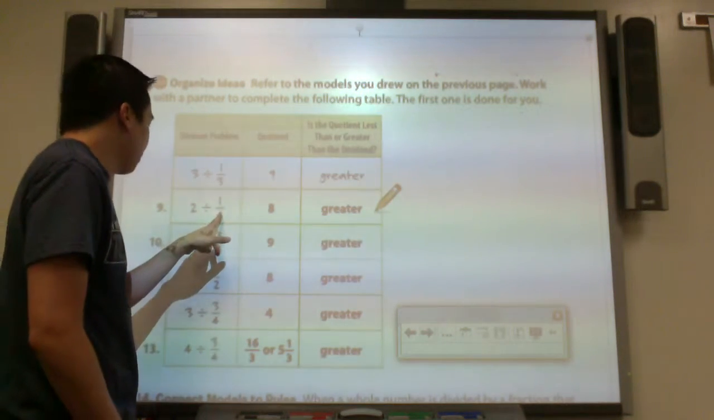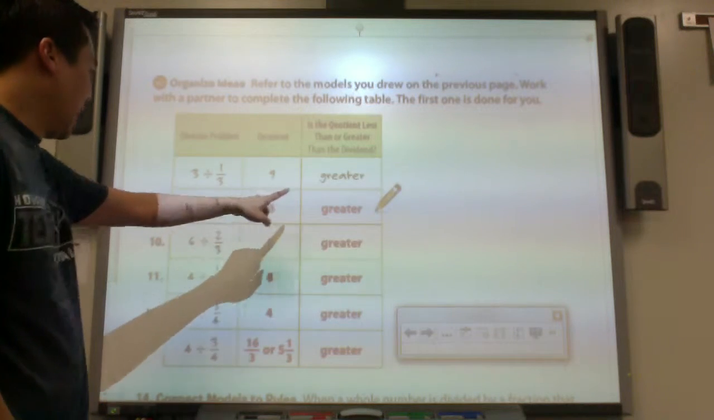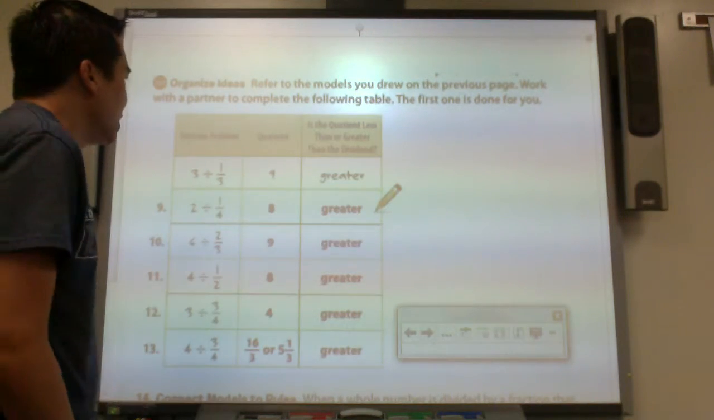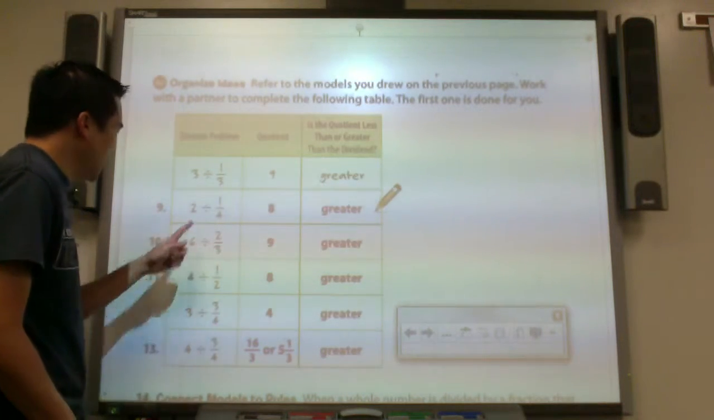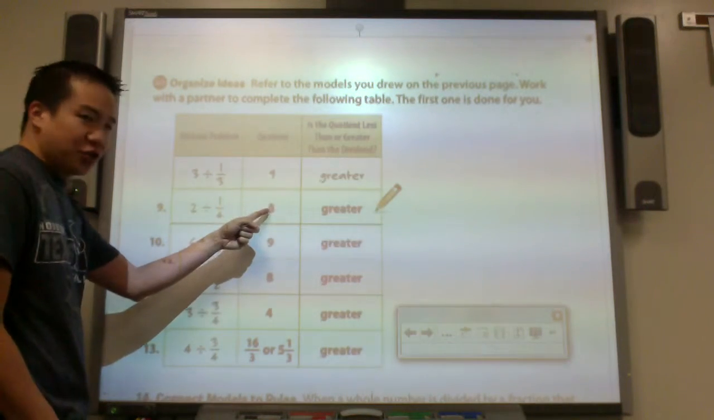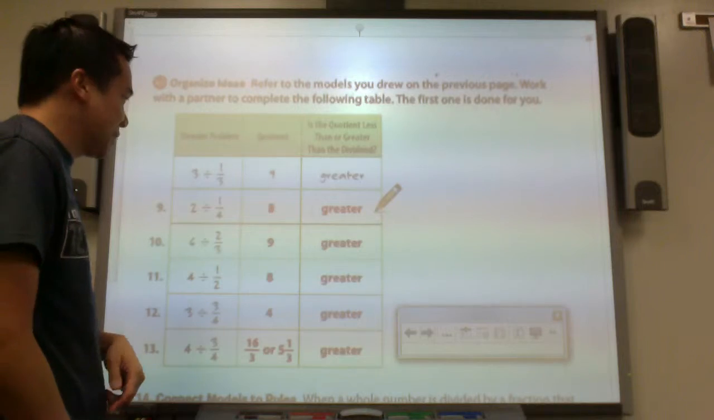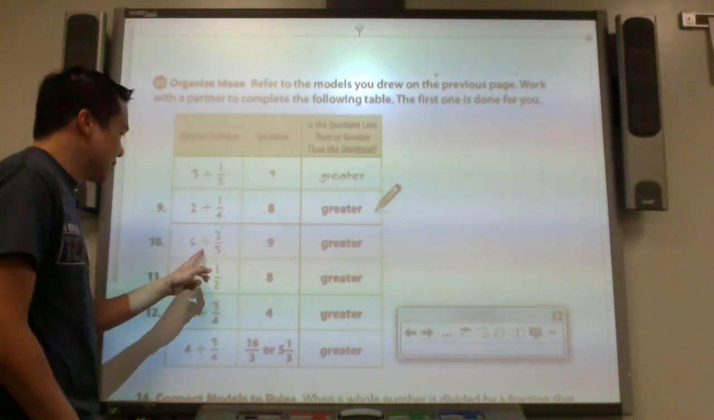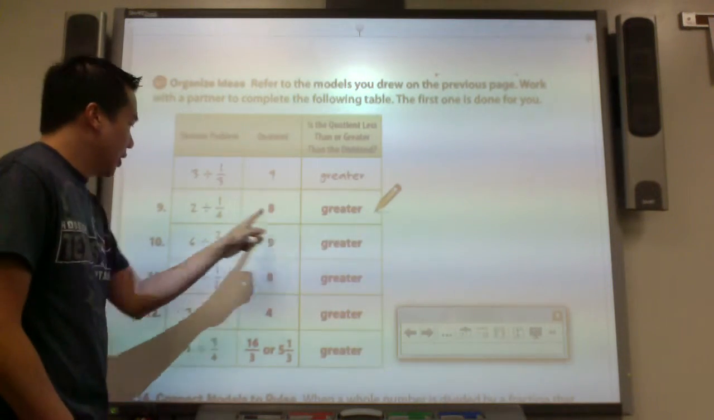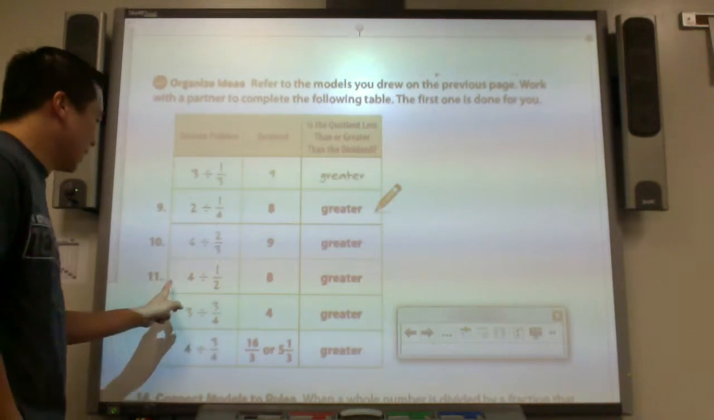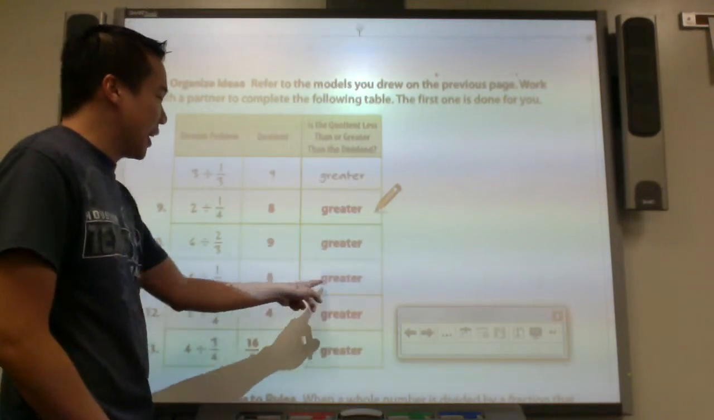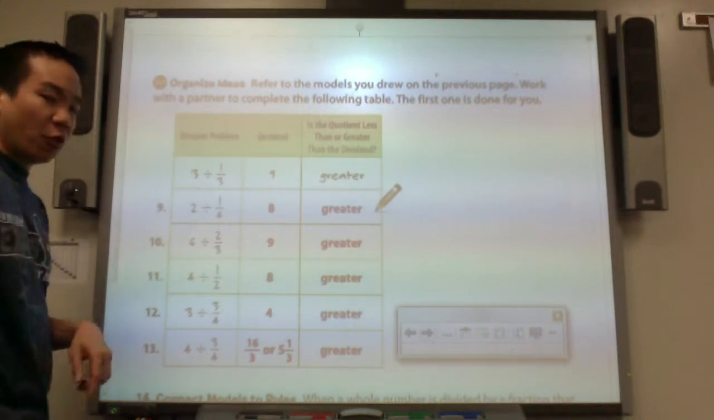And how many fourths go into 2? Is the quotient less than or greater than the dividend? So the dividend is 2. Is the answer greater or less? It's greater, 8. Number 10, 6 divided by 2/3 is 9. It is greater. 9 is greater than 6. Number 11, 4 divided by 1/2 is 8. 8 is greater than 4.